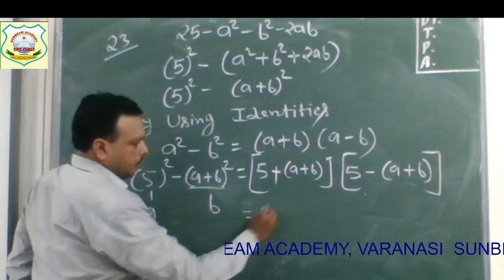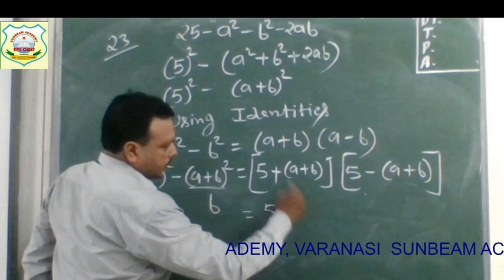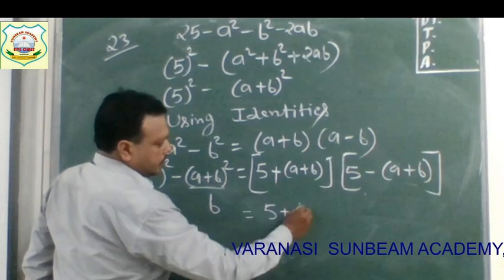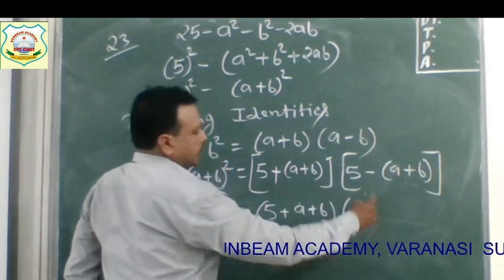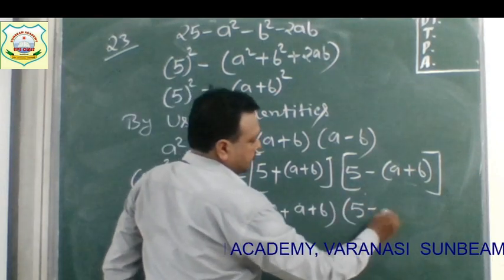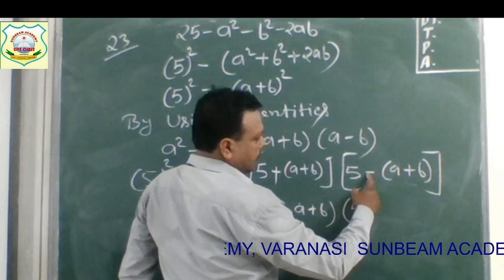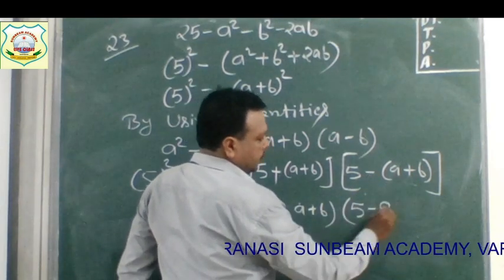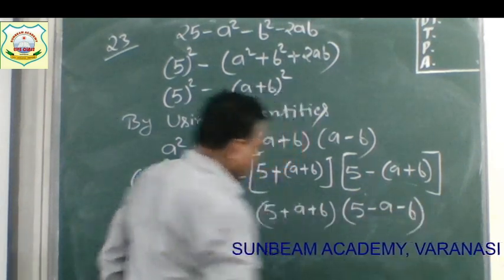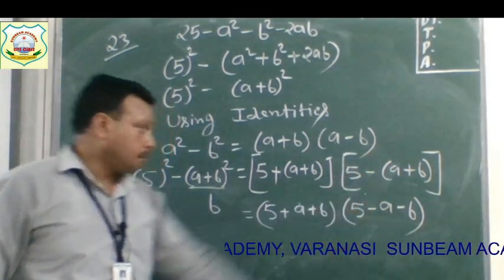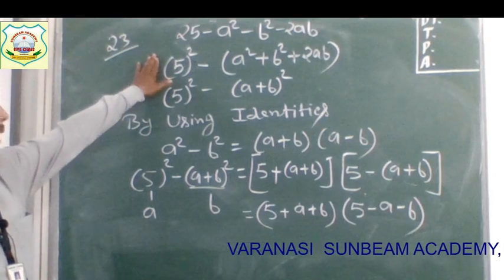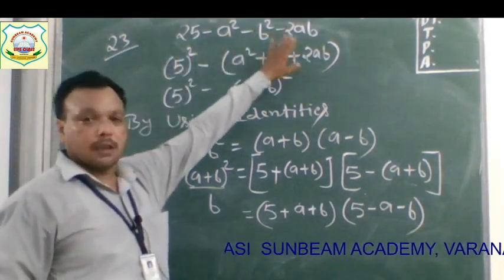Open the bracket here: 5 plus a plus b, the sign will not change. Then 5 minus a minus b; since there is a minus before the bracket, the sign will change, minus b. So what will be the answer? 5 plus a plus b and 5 minus a minus b. What we have done: 25 minus a square minus b square minus 2ab.